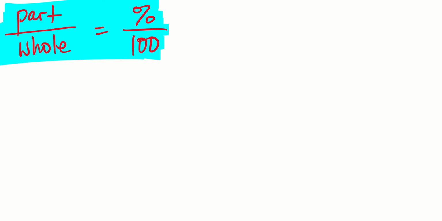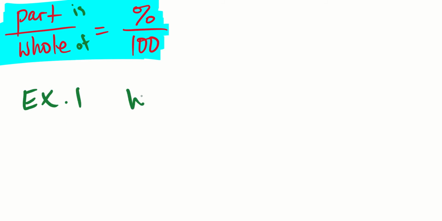One way to solve part, whole, percent questions is to use this proportion method. In this proportion method, we have part over whole equals percent over 100. And some keywords we can associate with part and whole are "is" and "of." So we'll look at 3 examples, use this proportion method, and answer those 3 questions.